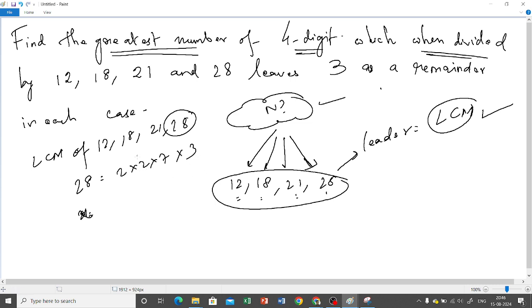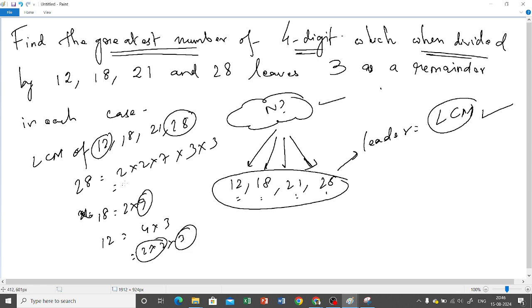Take 18: 2 into 9, out of which 2 is present. I need 9, which is 3 into 3, out of which one 3 is present. I need another 3. Take 12: we have 4 into 3, that is 2 into 2 into 3, out of which we already have both 2s and one 3. So what is the LCM? 2 twos are 4, 4 sevens are 28, 28 into 9 is 252. The LCM is 252.